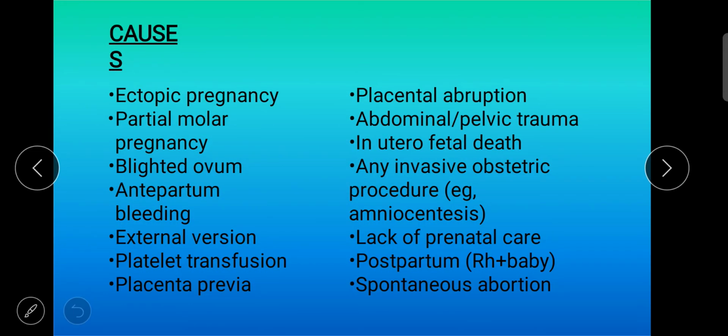Next is causes. First one is ectopic pregnancy. Ectopic pregnancy means that the implantation of the embryo does not happen in the uterus; implantation occurs somewhere other than the uterus, like the fallopian tube and so on. Partial molar pregnancy, dilated ovum, antepartum bleeding, external version, platelet transfusion, placenta previa, placenta abruption, abdominal or pelvic trauma, in utero fetal death, any invasive obstetric procedure, lack of prenatal care, and postpartum Rh-positive baby or spontaneous abortion.